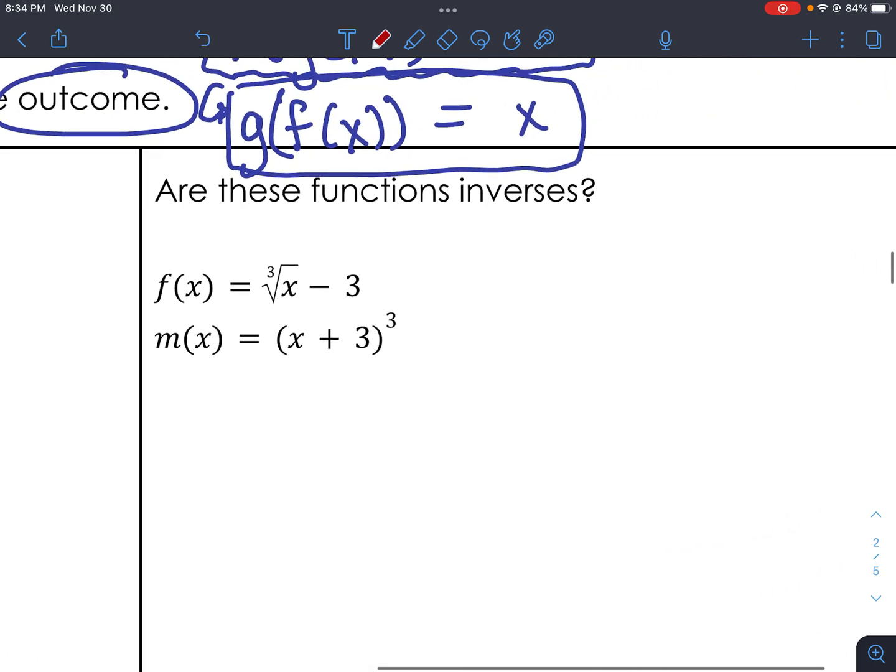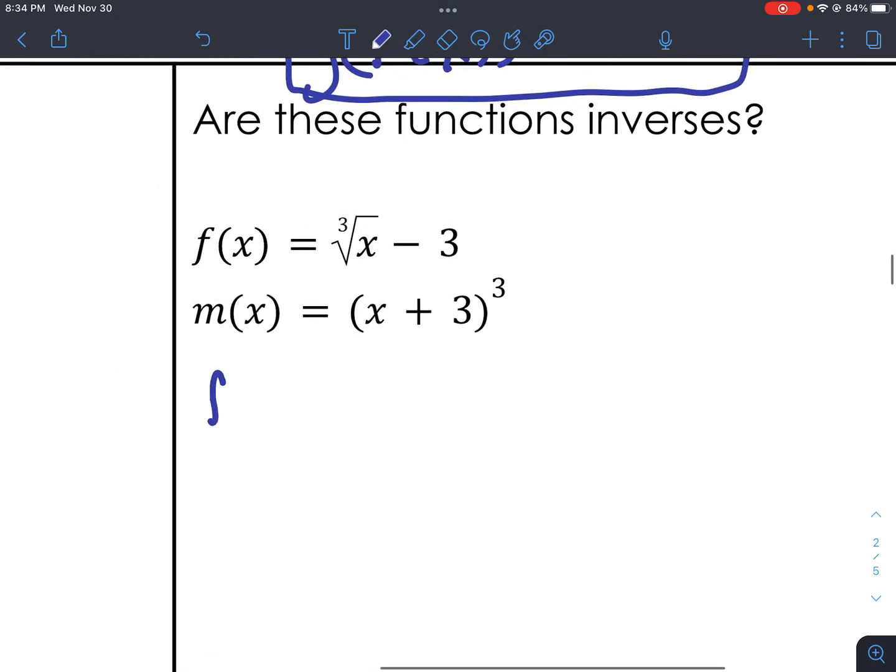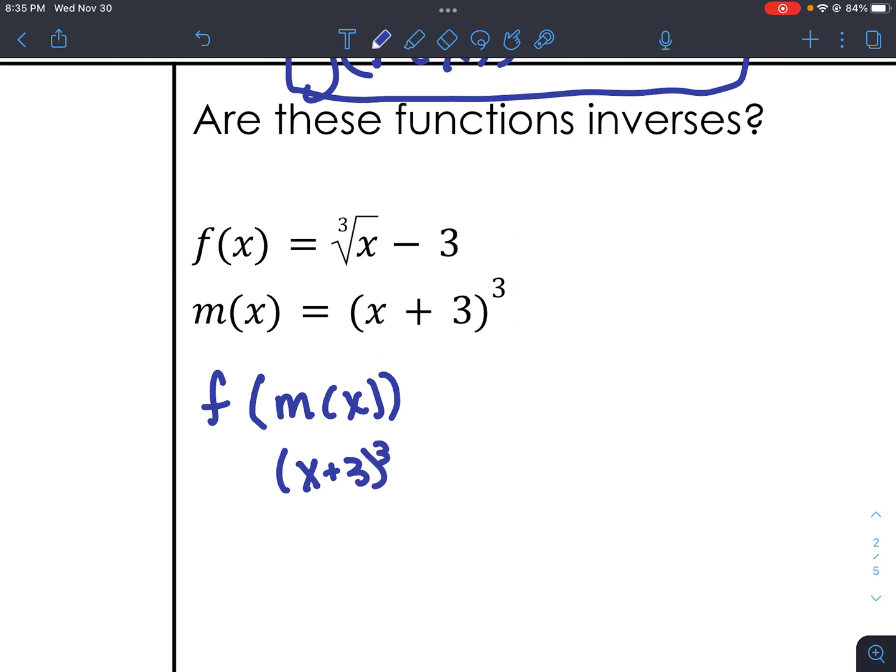Okay, so here's a different one. All right, are these inverses? So I'm going to take one and plug it in to the other. So my m function, I have x plus 3 to the third. Now I'm going to take that and plug that into the f function.